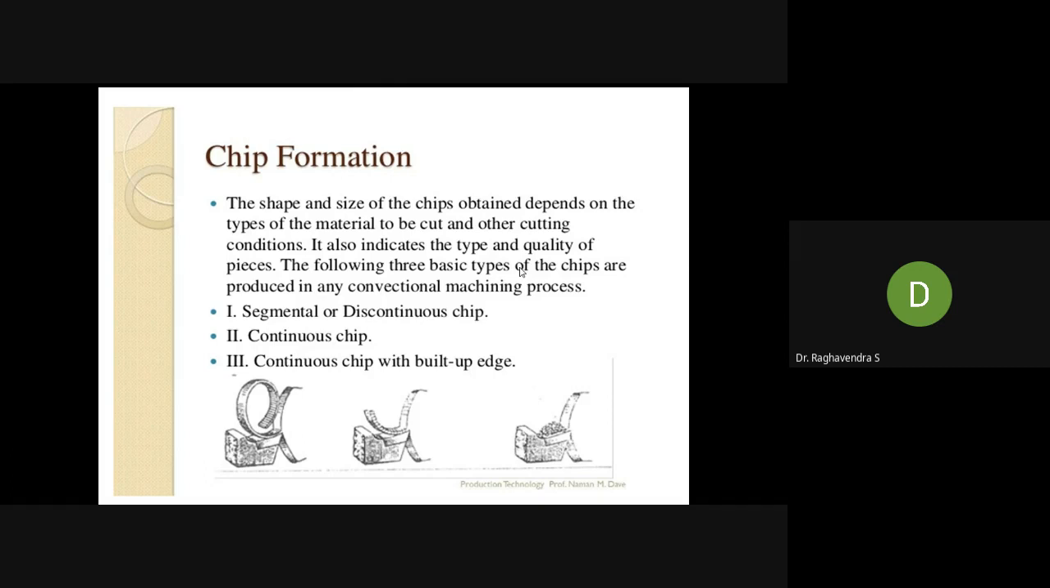In some cases, there is a continuous chip with built-up edge. Built-up edge means it builds a rough kind of surface on the workpiece whenever it is removing the material. So the workpiece will get something like a rough surface. Once again, it's a problem for cutting. The next stage of chip formation and all these things will come in the next PPT, where I'll show you some details.